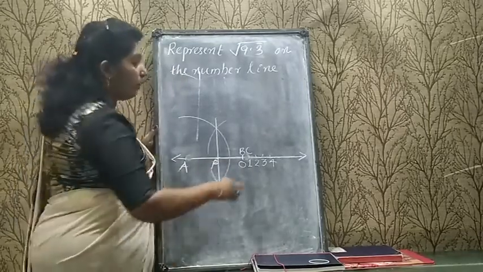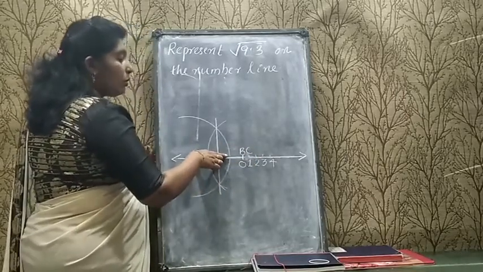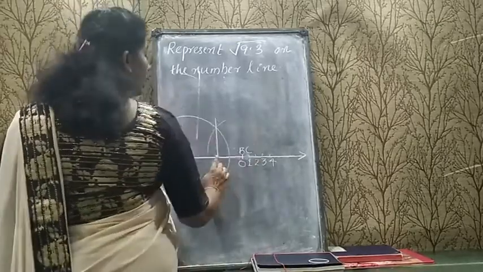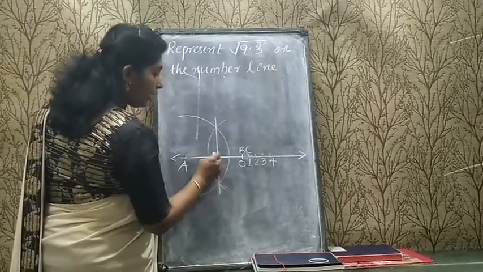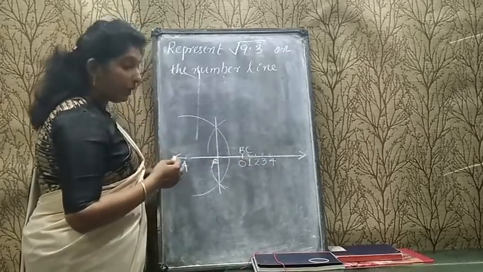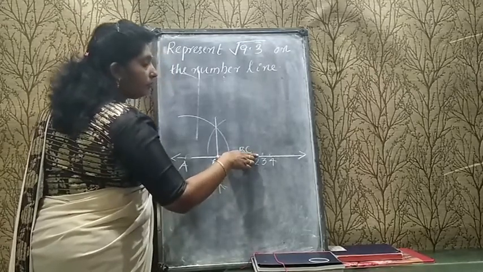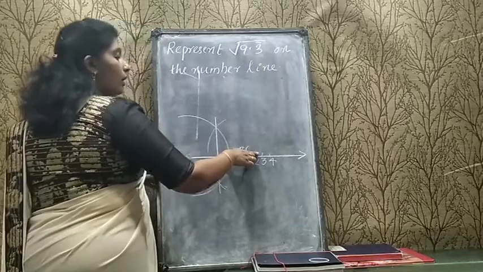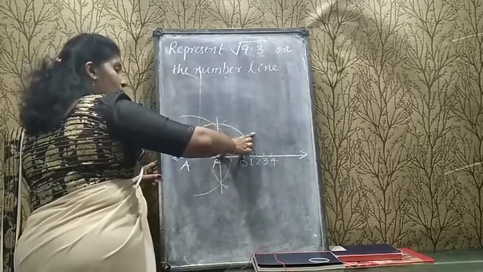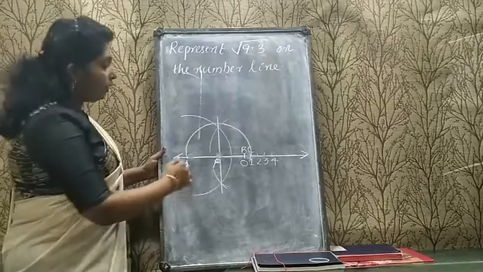Now what you have to do? From P to C this distance and P to A this distance are the same. So you have to take this much distance in your compass and keep the needle of the compass at P and draw a semicircle. One more time I will repeat. Take the distance from P to C in your compass and draw an arc. Now, you got a semicircle.